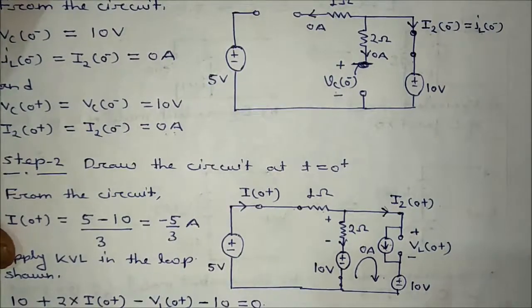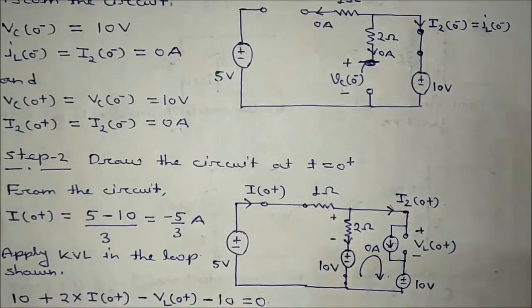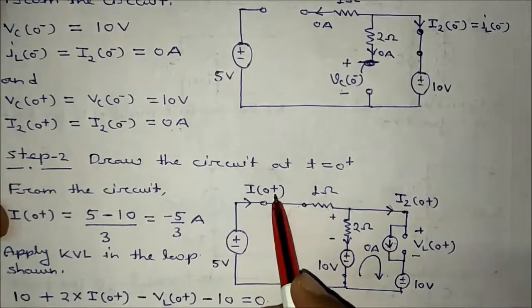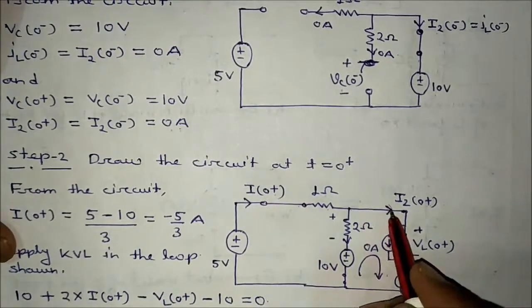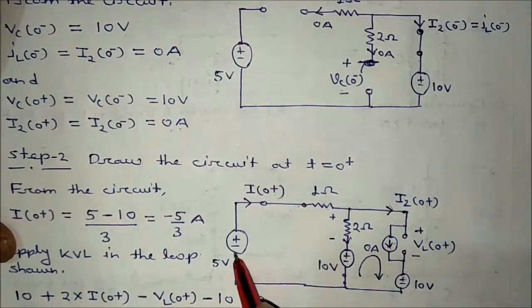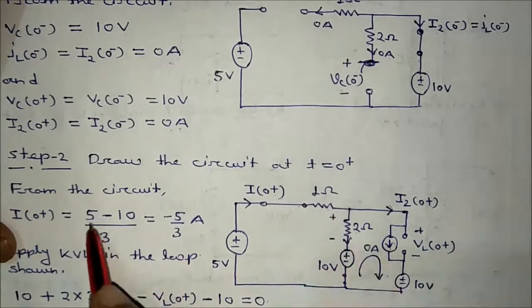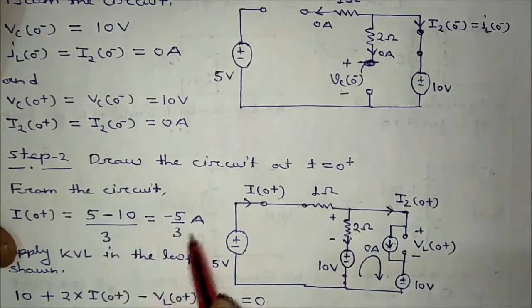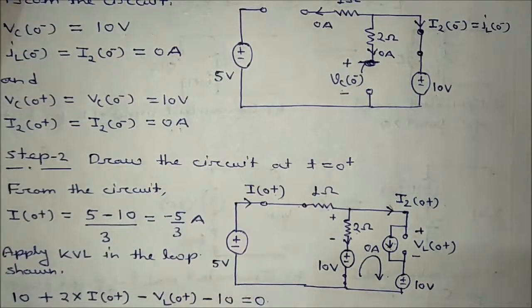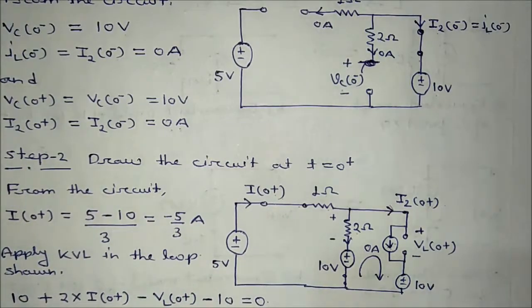Okay, similarly, I'm interested in finding I0 plus. If this current is 0, I0 plus will be how much? 5 minus 10 divided by 1 plus 2, that is equal to 5 minus 10 divided by 3, that is equal to minus 5 by 3 ampere. Is it okay? This is the I0 plus value.